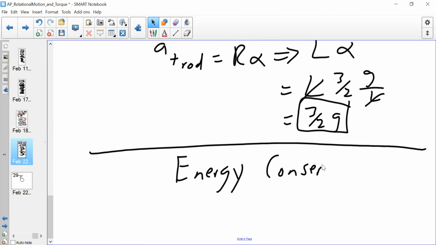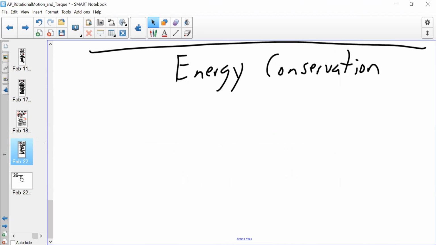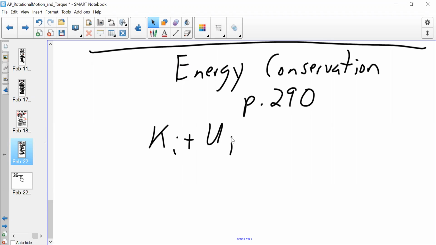So I'm going to use energy conservation. It's much easier. If you want, you can turn to page 290, and I'm just taking the same example. So energy before, the symbol for gravitational potential energy being U, is equal to energy after: KF plus UF.